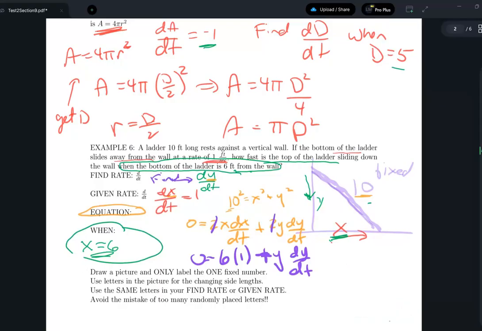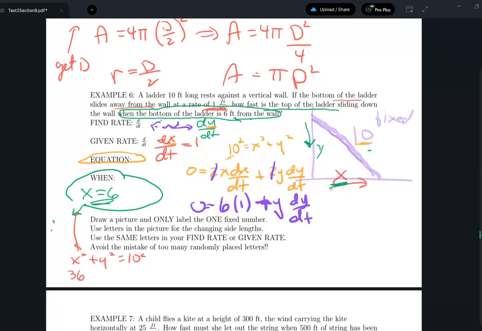So you take x equals 6, and you put it into the original equation. All right, put x equals 6 into x squared plus y squared equals 10 squared. So I get 36 plus y squared is 100. So y squared is 100 minus 36. So y squared is 64. So y is plus or minus 8. Okay, this case illustrates why in the past I was choosing the positive number. I know that distance y has to be a positive 8, correct?